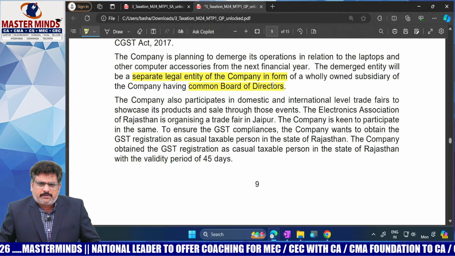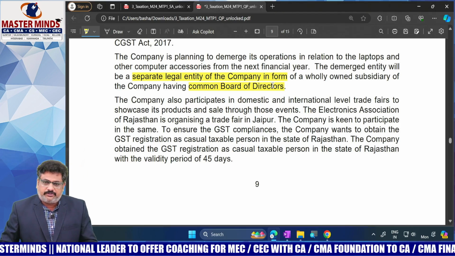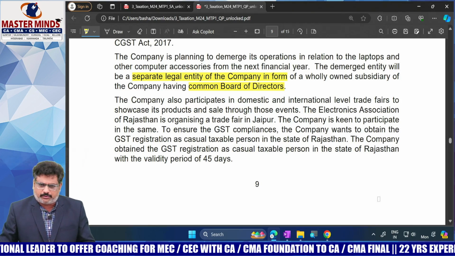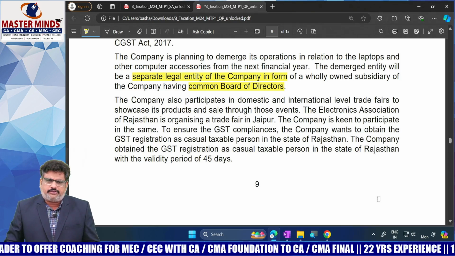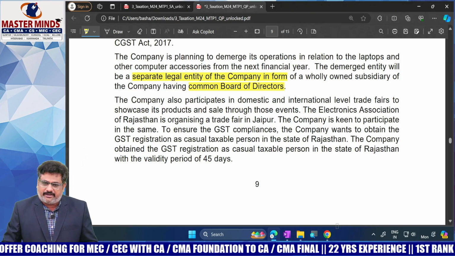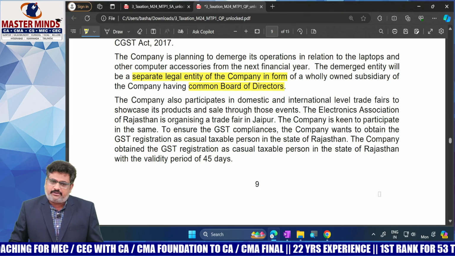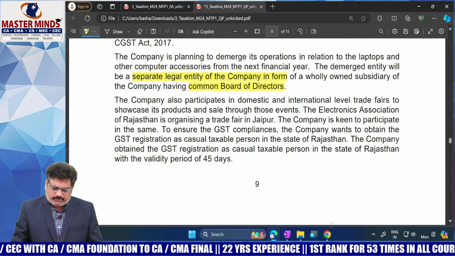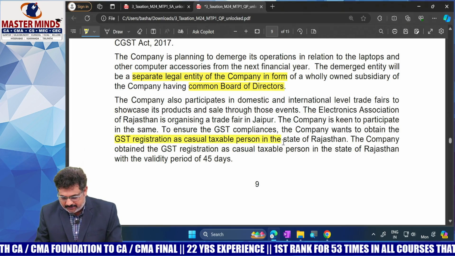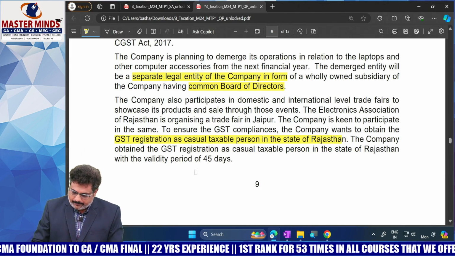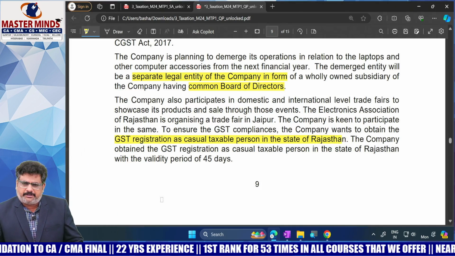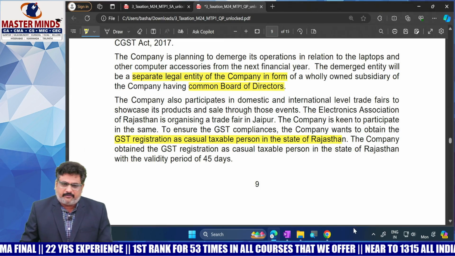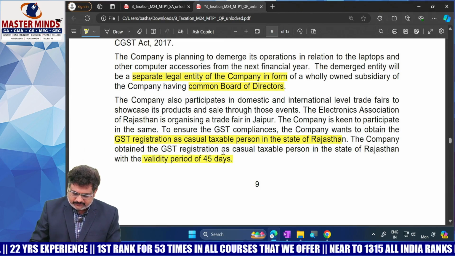The company also participates in domestic and international level trade fairs to showcase its products and sales through those events. The Electronics Association of Rajasthan is organizing a trade fair in Jaipur. The company is keen to participate in the same. To ensure the GST compliance, the company wants to obtain GST registration as a CTP. The company obtained the GST registration as a casual taxable person in the state of Rajasthan with the validity period of 45 days.